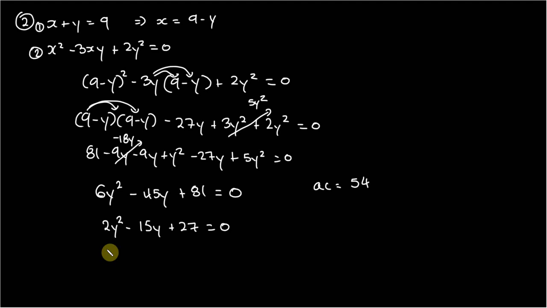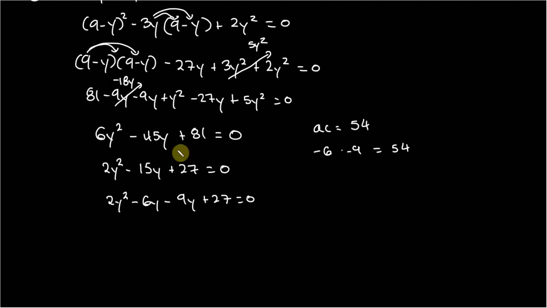So I'm thinking 54 divided by 6 is 9. So 6 times 9 would equal 54. And it would also add to negative 15 if we set both these to be negative, because negative 6 minus 9 is going to be minus 15. So we've got our two factors. So that was fairly straightforward. So we just rewrite this as 2y squared, and I'll put the 6 on this side. So minus 6y minus 9y plus 27 equals 0.